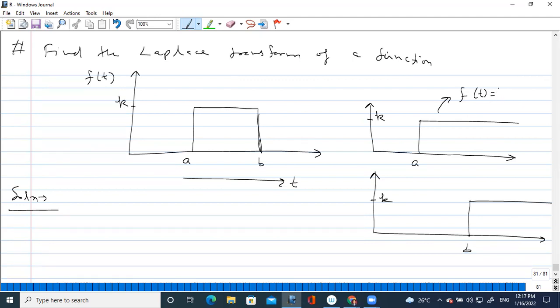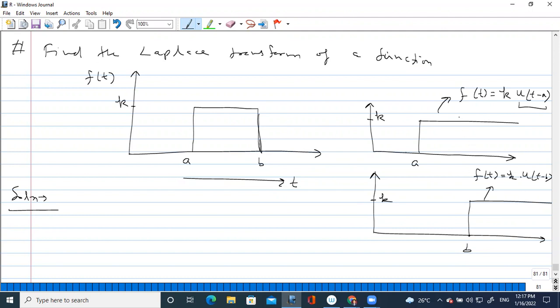K into u of t minus a. K into the unit function, u of t minus a was my unit function, but here the value is K. So multiply by K. And can you name this function? K into u t minus b.